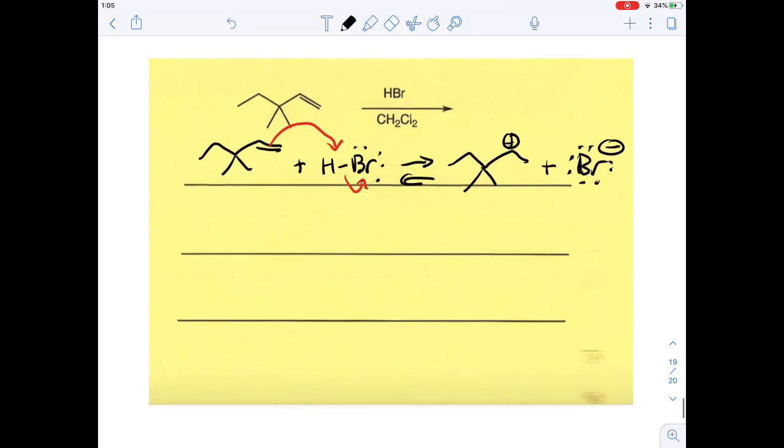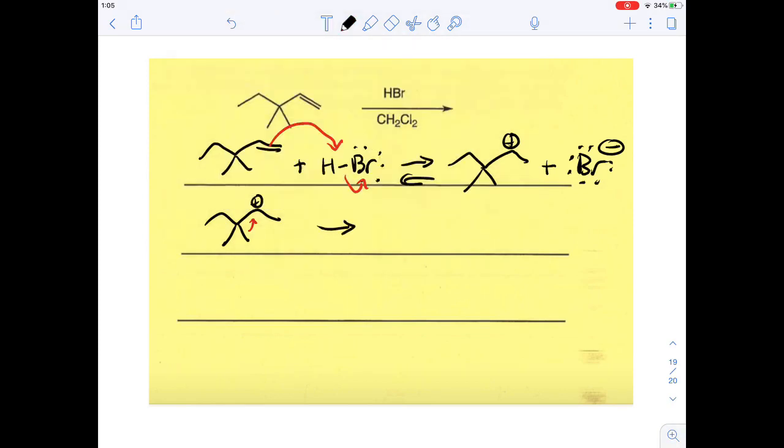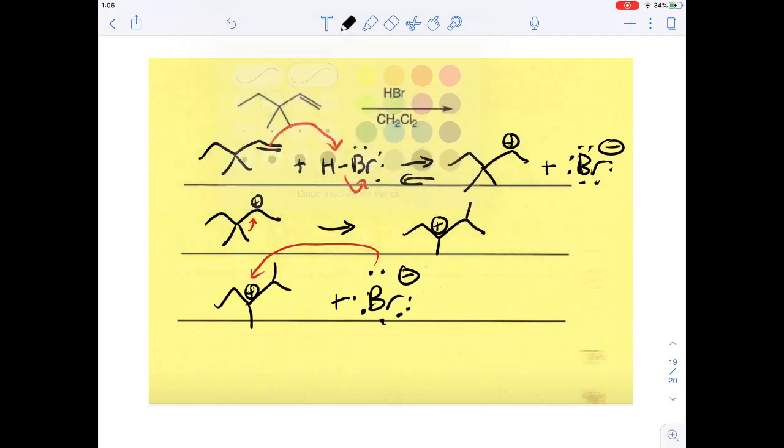And you're going to have your Br counter ion. Okay. And as you can see, in this case, there's going to be a shift, but since there are no hydrogens to shift, you're going to actually have a methyl shift in this question. So that's going to be this step. And this is not reversible. And the final step is going to be the Br coming and attacking your cation.